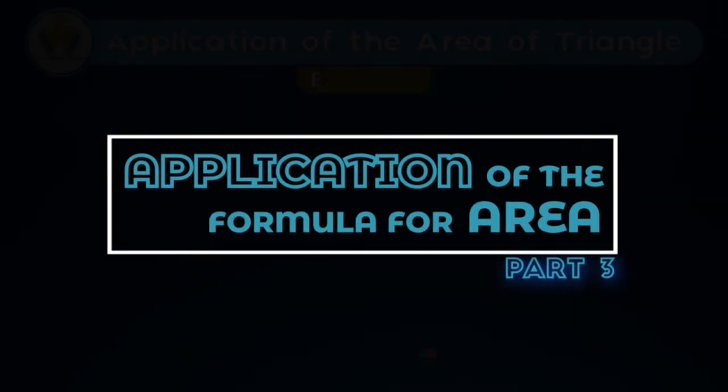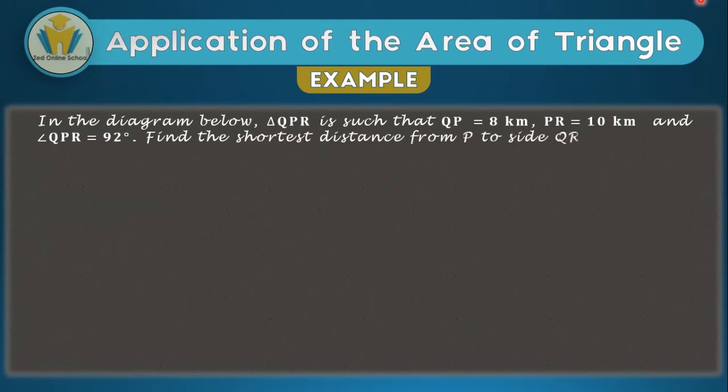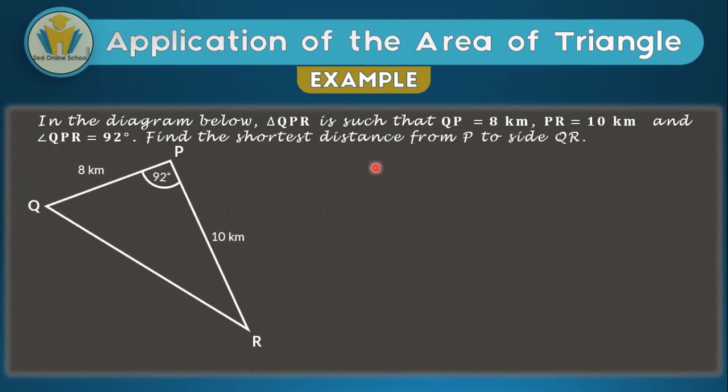Now, let's talk about how we can apply the area of a triangle. We're going to use an example. In the example, we've got a diagram, which is a triangle, and then we've got QP, which is a side of the triangle, 8 kilometers, PR, which is 10 kilometers. Then we've been given an angle in this triangle, angle QPR, meaning the angle at P. The question asks us to find the shortest distance from P to side QR. This is not difficult if you've done this before, but right from the start, it's quite a challenging question. In this video, we're going to look at how we can answer this question.